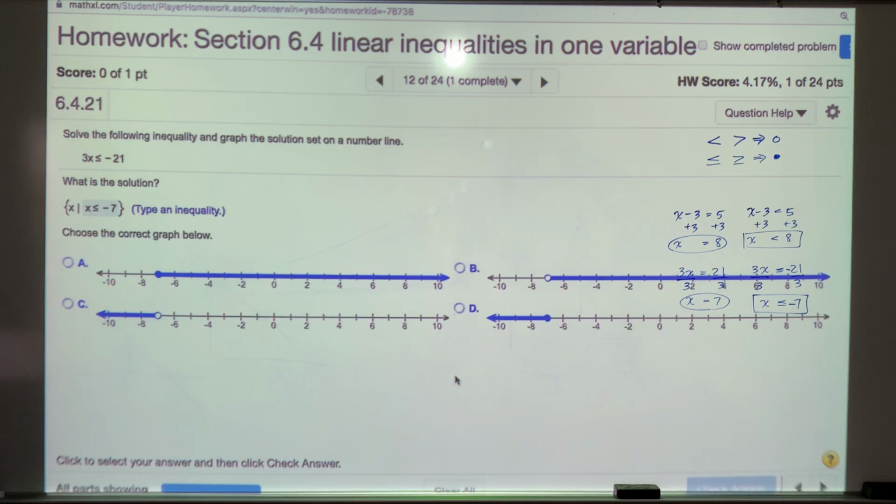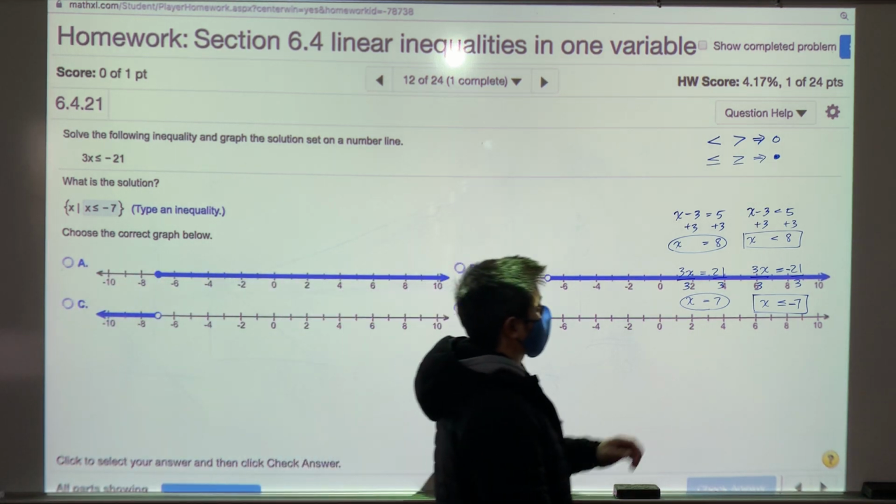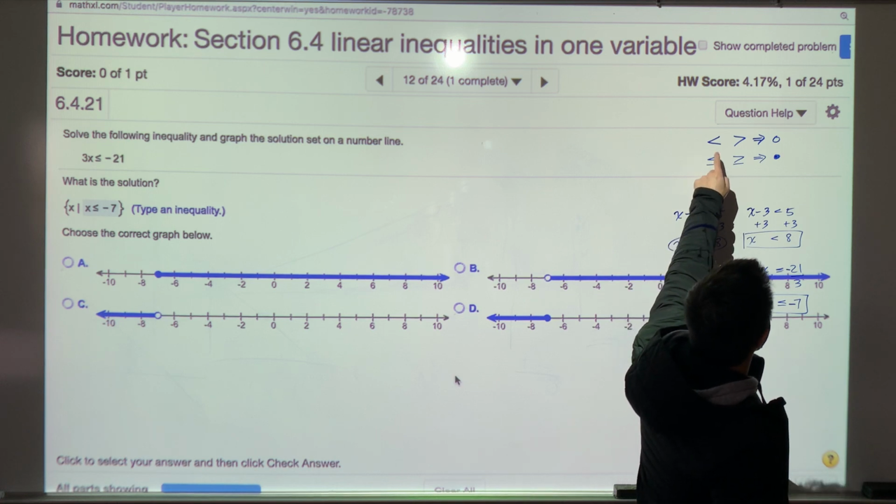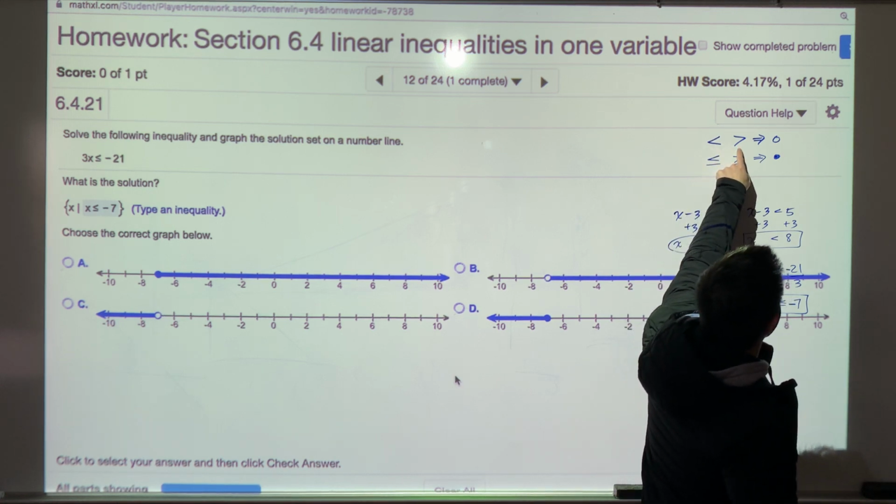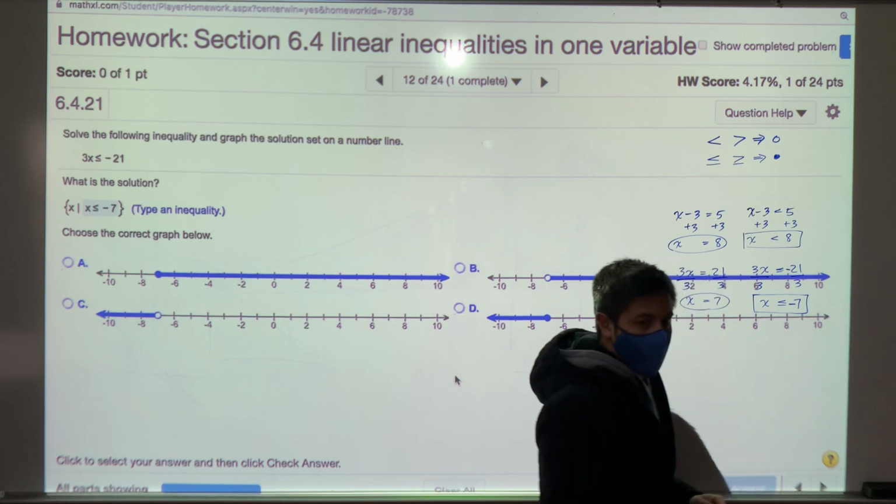Now let's select the correct graph. Now recall from the previous problem that we stated in our rules that if we saw less than or greater than, it would be an open circle.